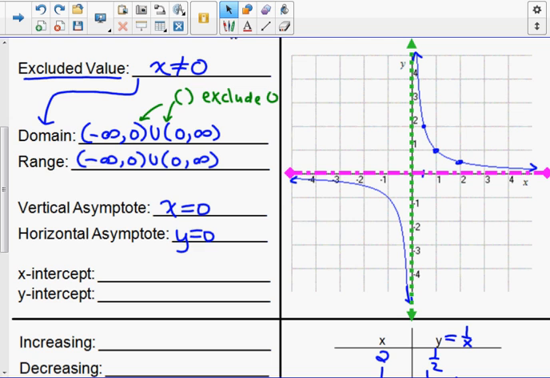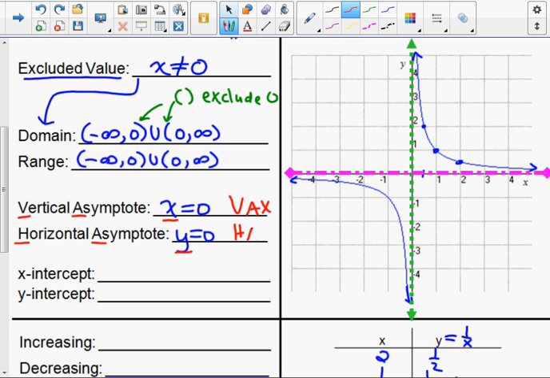Now to help people remember when it's an x equals versus a y equals, I'm going to look at the letters. V, A, X. And H, A, Y. So you will be expected to remember when it's an x equals and when it's going to be a y equals. Now, considering the graph and looking at it, hopefully you recognize that there is no x-intercept and there is no y-intercept.